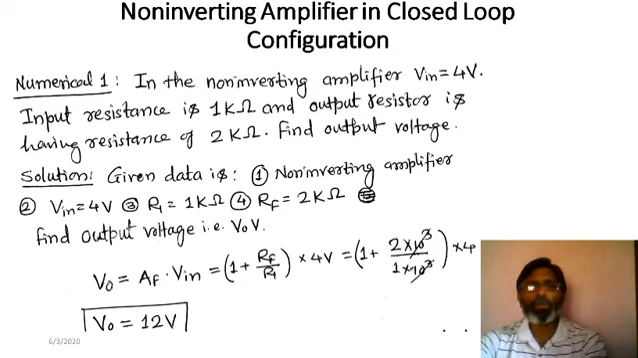So this is about the non-inverting amplifier in closed loop configuration. So here we will stop. This is all about the op-amp and its use. We have discussed only the inverting amplifier and non-inverting amplifier in the closed loop configuration. So this is all about the op-amp. So here our analog electronics part is over.